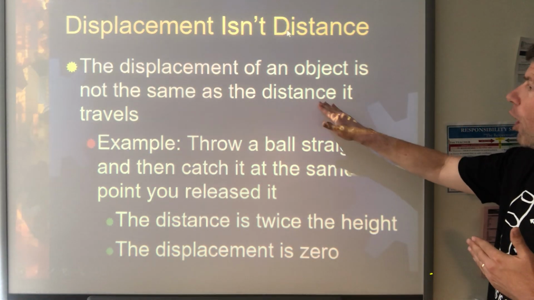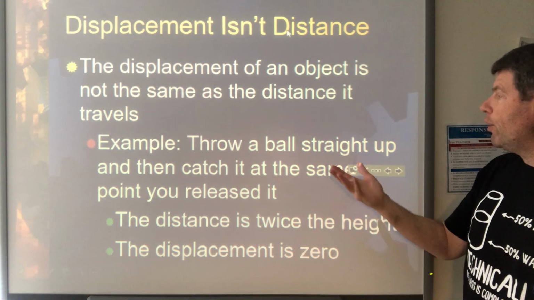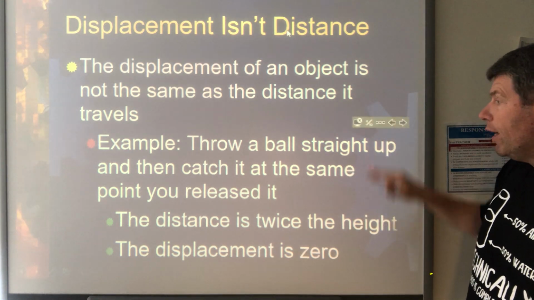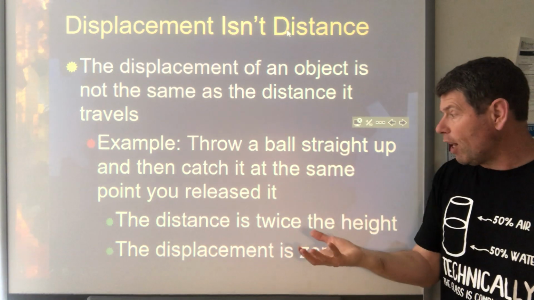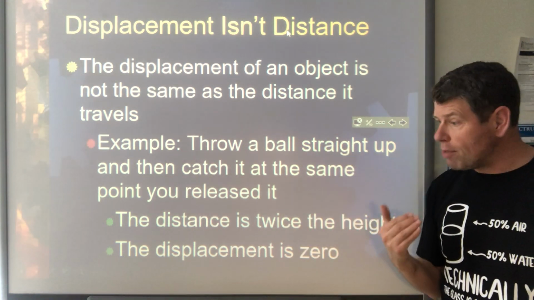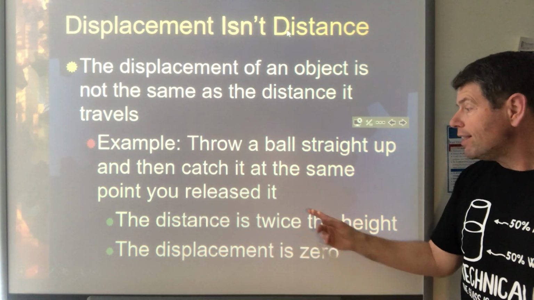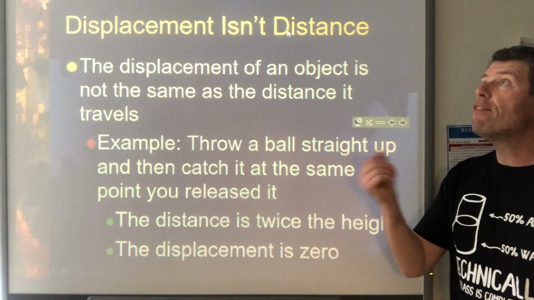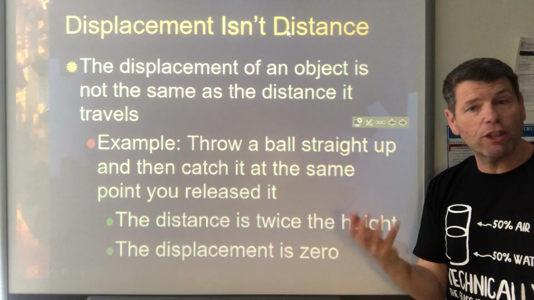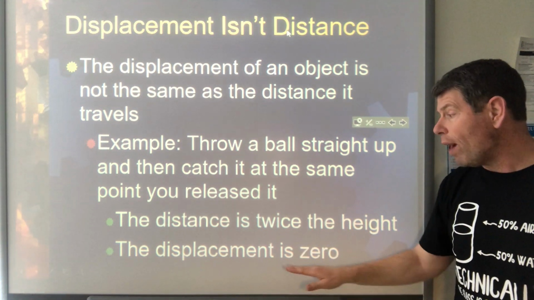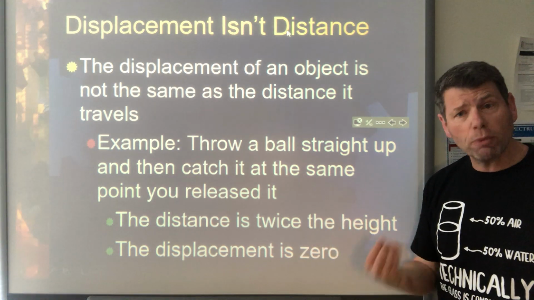So the displacement of an object, how is it different from distance? For example, if we throw a ball straight up in the air and then we catch it at the same point that you released it, so up it goes, down it comes, the distance, just like me walking to the chair and back, is twice the height of the ball. So if the ball goes up a meter and comes back down a meter, the distance that the ball traveled is 2 meters. However, the displacement is 0. It actually has no displacement.